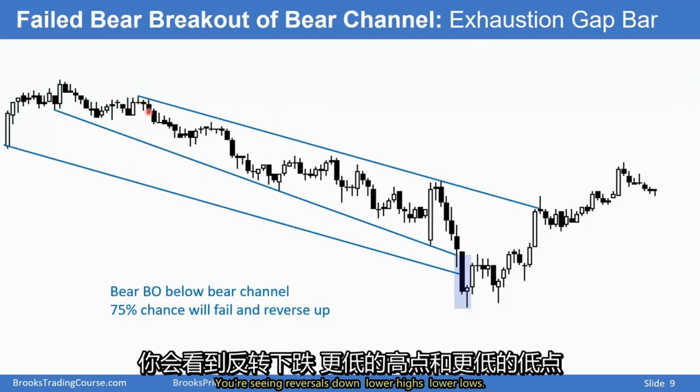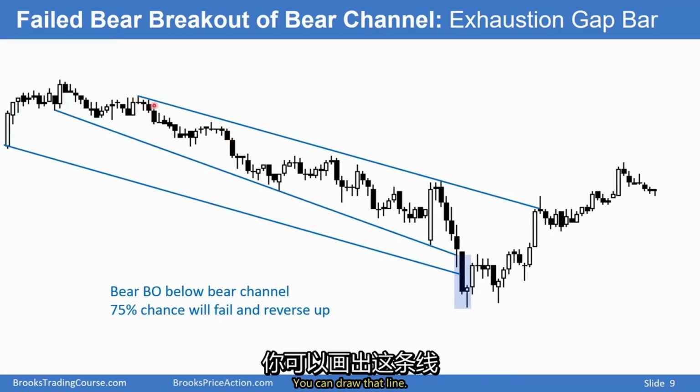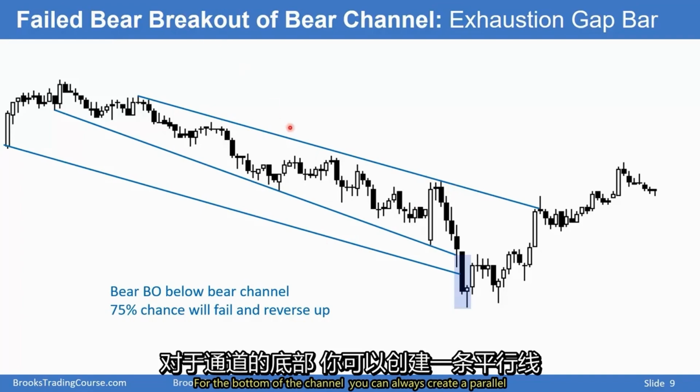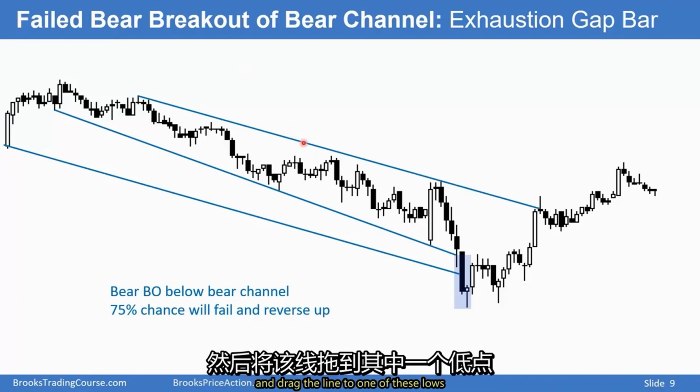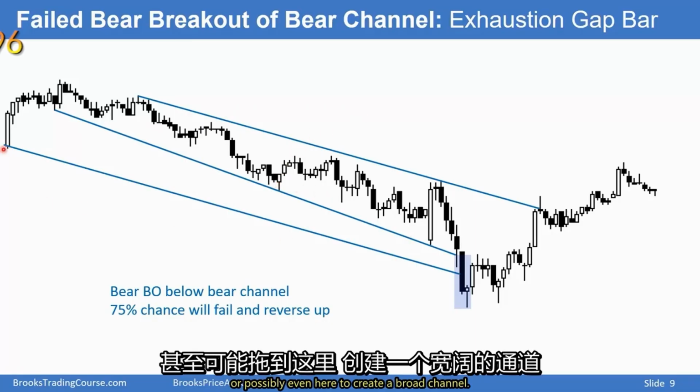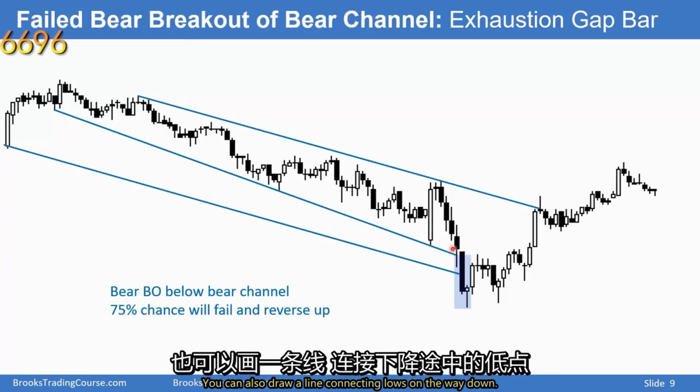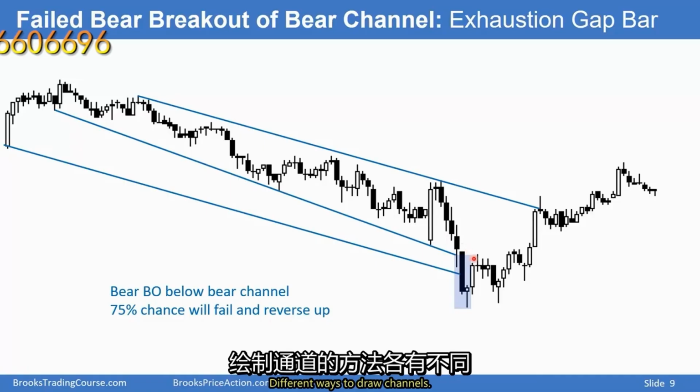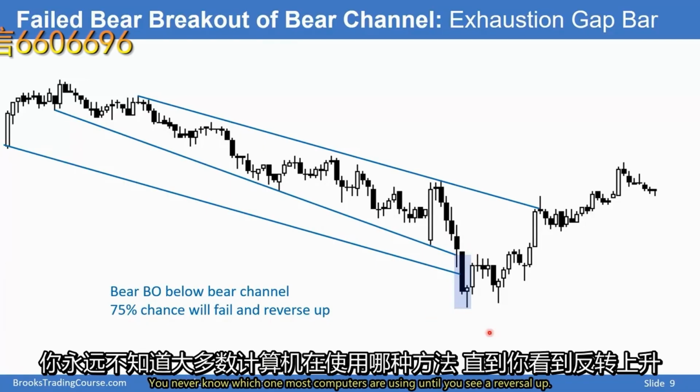You can draw lines. You're seeing reversals down, lower highs, lower lows. You can draw that line. For the bottom of the channel, you can always create a parallel and drag the line to one of these lows, or possibly even here to create a broad channel. You can also draw a line connecting lows on the way down. Different ways to draw channels, that's always the case. You never know which one most computers are using until you see a reversal up.